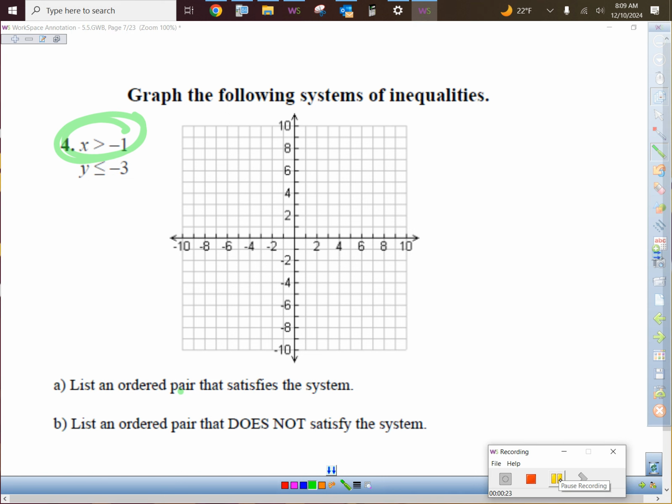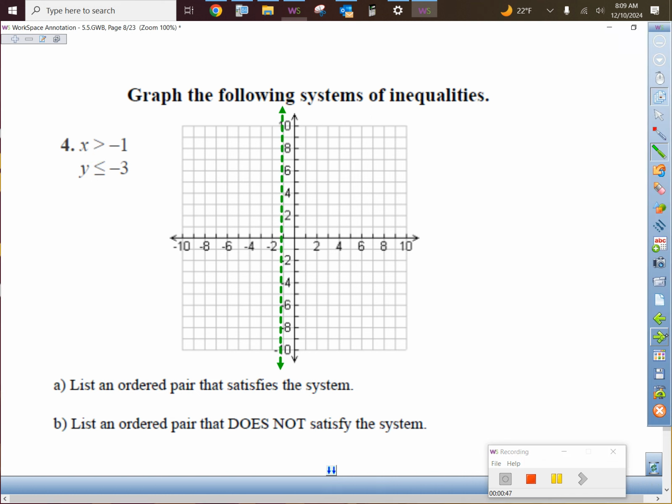What kind of line will this be if it only has one letter in it and that one letter is an X? Horizontal, vertical, or oblique? Vertical. So we're going to draw a vertical line. Do you remember, since this doesn't have a little equal to bar, it's going to be solid or dashed? Dashed. And it's got to go through -1. So take your straight edge and draw that vertical line dashed through -1.